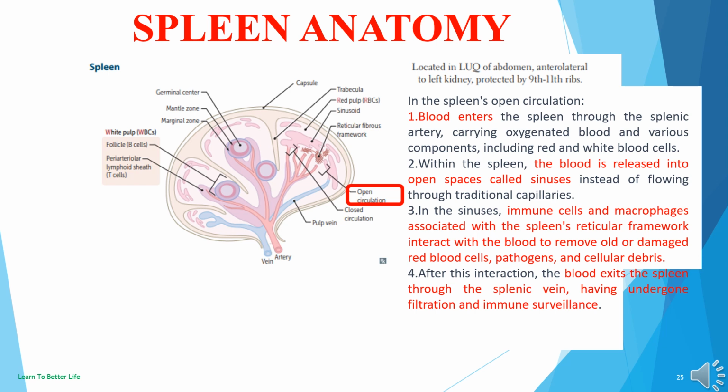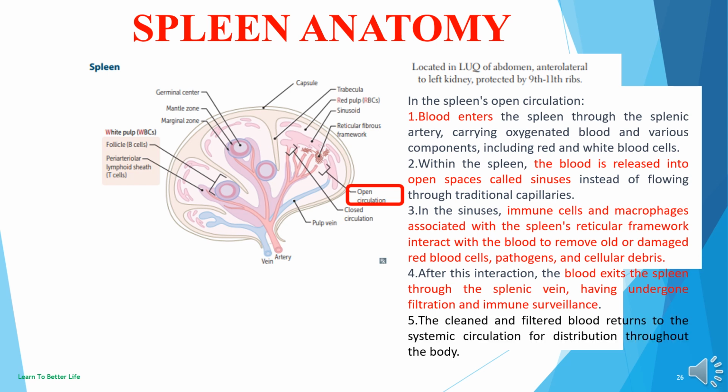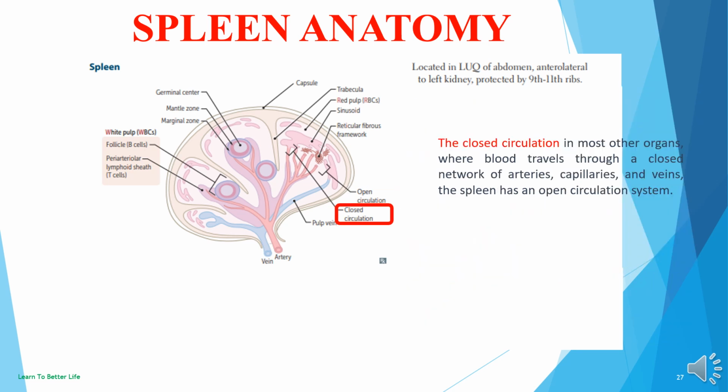After this interaction, the blood exits the spleen through the splenic vein, having undergone filtration and immune surveillance. And 5. The cleaned and filtered blood returns to the systemic circulation for distribution throughout the body. Unlike the closed circulation in most other organs, where blood travels through a closed network of arteries, capillaries, and veins, the spleen has an open circulation system.